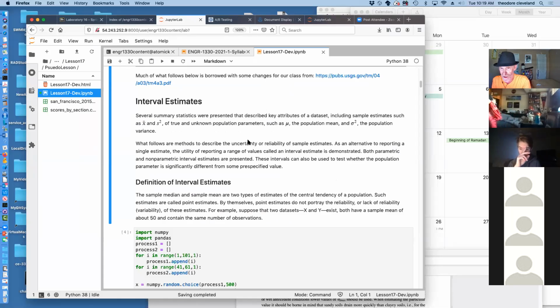So let's get into the concept of interval estimates. In our descriptive statistics, we presented a few common descriptive statistics that are used to describe key attributes of a collection of data. One of those is the sample estimate of the mean, the ordinary arithmetic mean. The other one is the sample estimate of variance, lowercase s squared, written here.